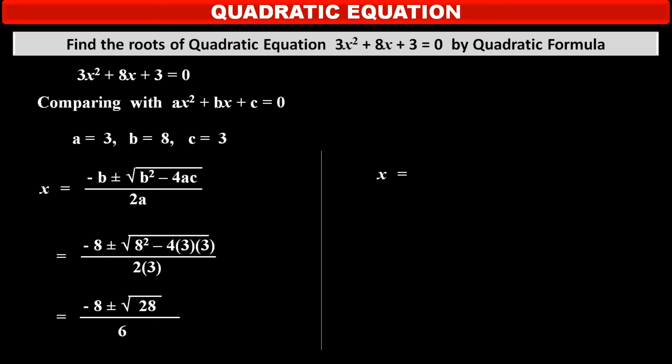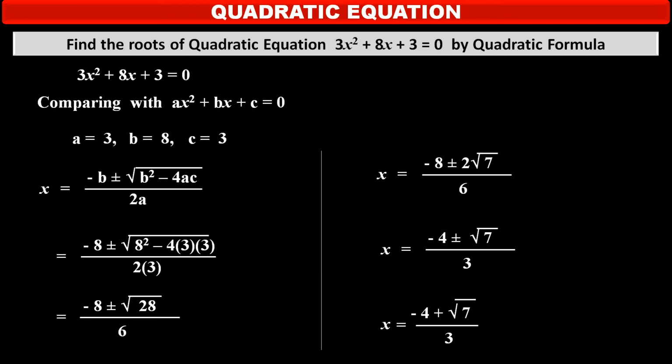solving the term root 28, which is a pure surd, converting it into a mixed surd, we get −8 ± √28, that is √(7 × 4), and the square root of 4 is 2, so 2√7, upon the denominator 6 as it is. Therefore, x is equal to, dividing numerator and denominator both by the common factor 2, we get (−4 ± √7) / 3.